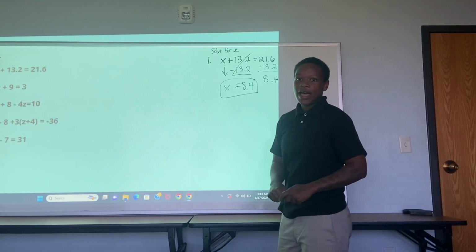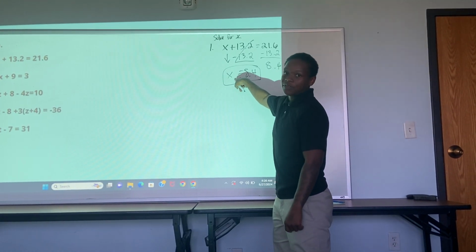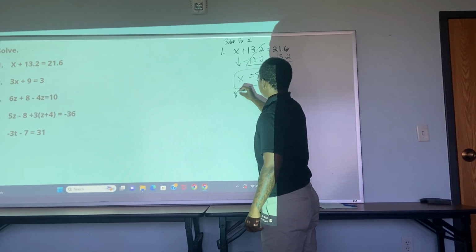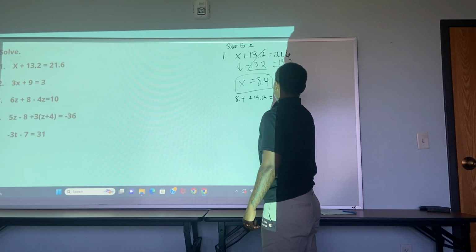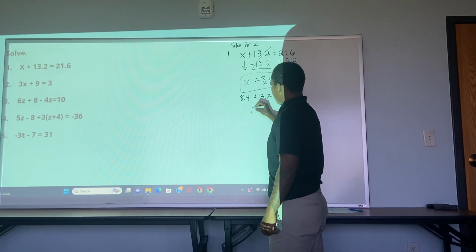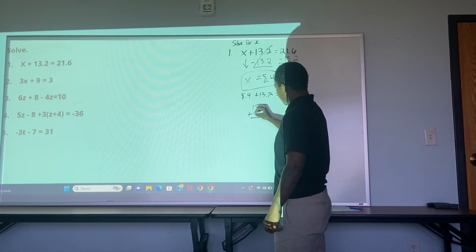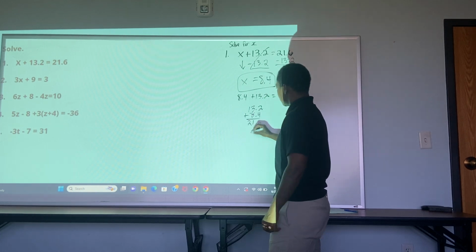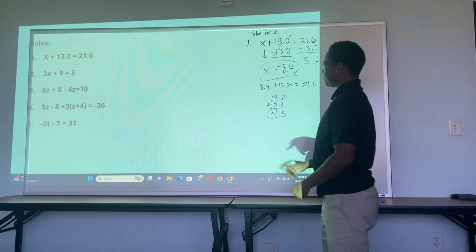Now, you always want to go back and check your work. So basically what you do is you're going to plug what you get the value of x to be into the equation. So you will have 8.4 plus 13.2 equals 21.6. Is this correct? Let's just do the math. 4, addition, 2 plus 4 is 6, 1, 21. Alright, so this is correct. We double checked our work.